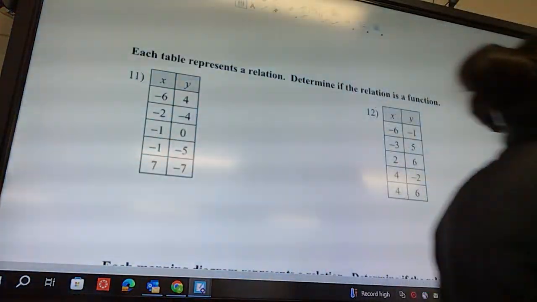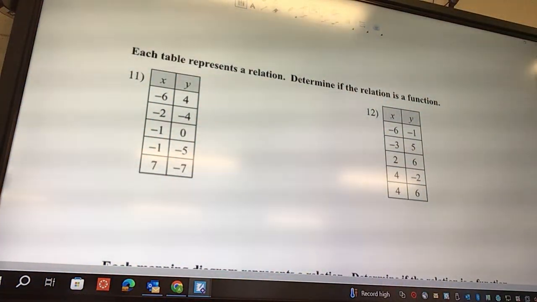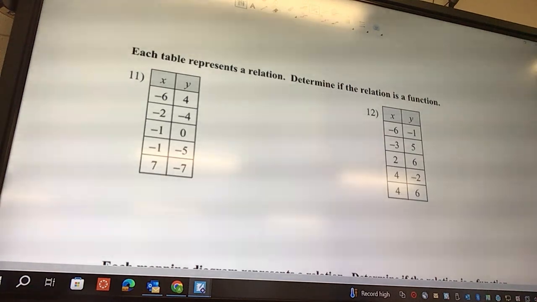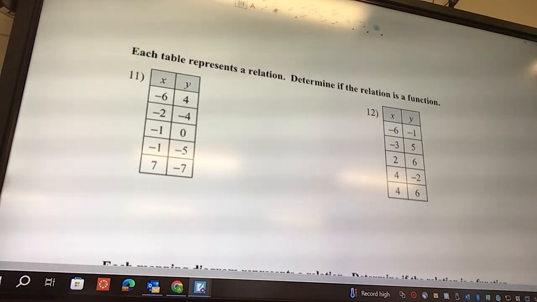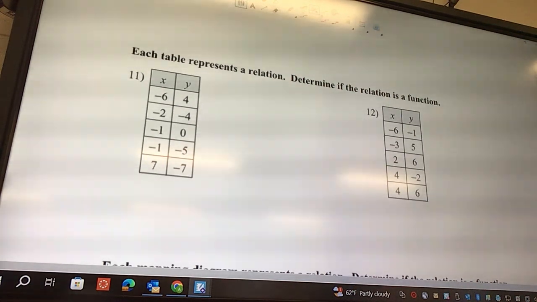Okay, 9 and 10 we crossed off. Okay, so go to number 11. Okay, 11, it says each table represents a relation. Determine if it's a function. How do we know if it's a function or if it's not? Repeating x's. If the x's are repeating, then it's what? Then it's no function, okay? Then it's not a function.